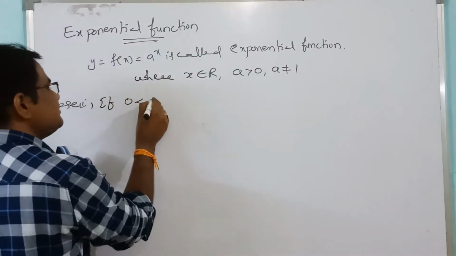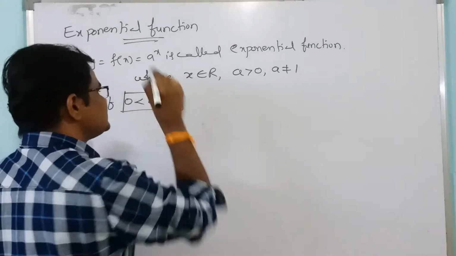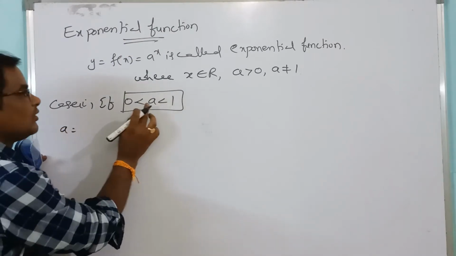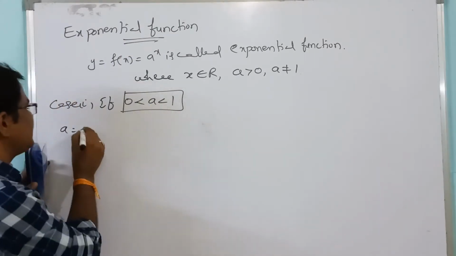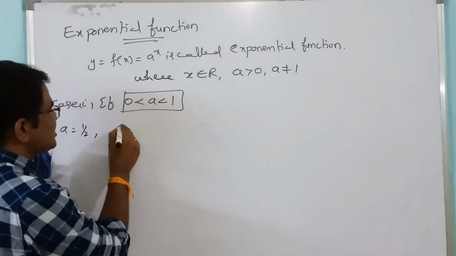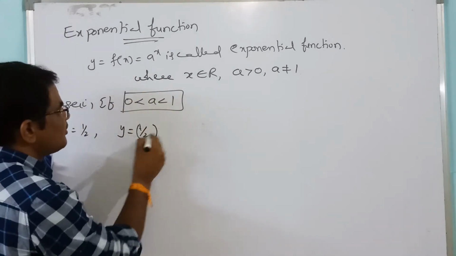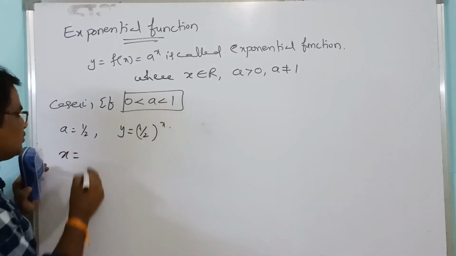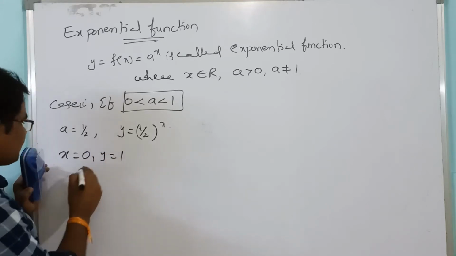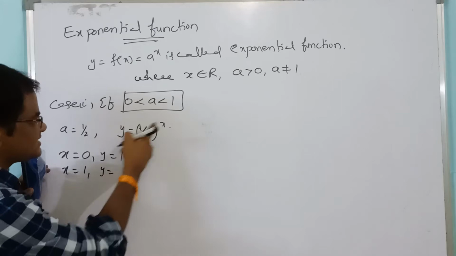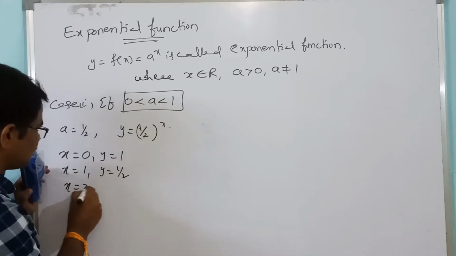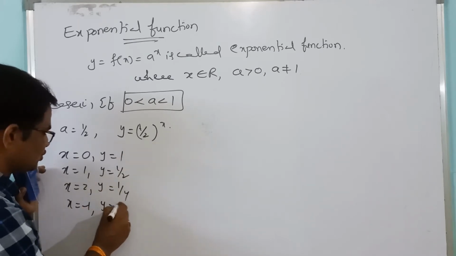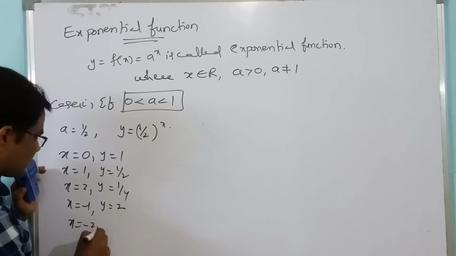Now first case, case 1. If a is in between 0 to 1, 0 less than a less than 1. So to draw the graph, I will take a equal to one value which is between 0 to 1. A equal to 1 by 2 you take. Means our function y equal to 1 by 2 whole power x. Right? Now some points you take on x-axis. So if you take x equal to 0, y value is 1. If you take x equal to 1, y value is 1 by 2. X equal to 2, y is 1 by 4. If you take x equal to minus 1, y is 2 you will get. If you take x equal to minus 2, y is 4.